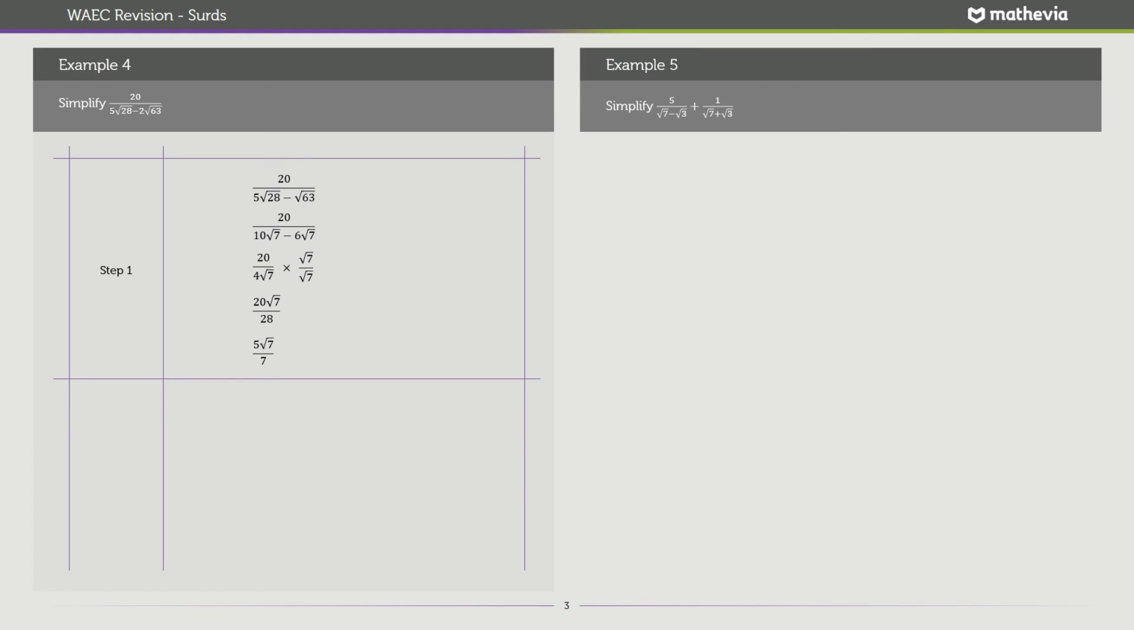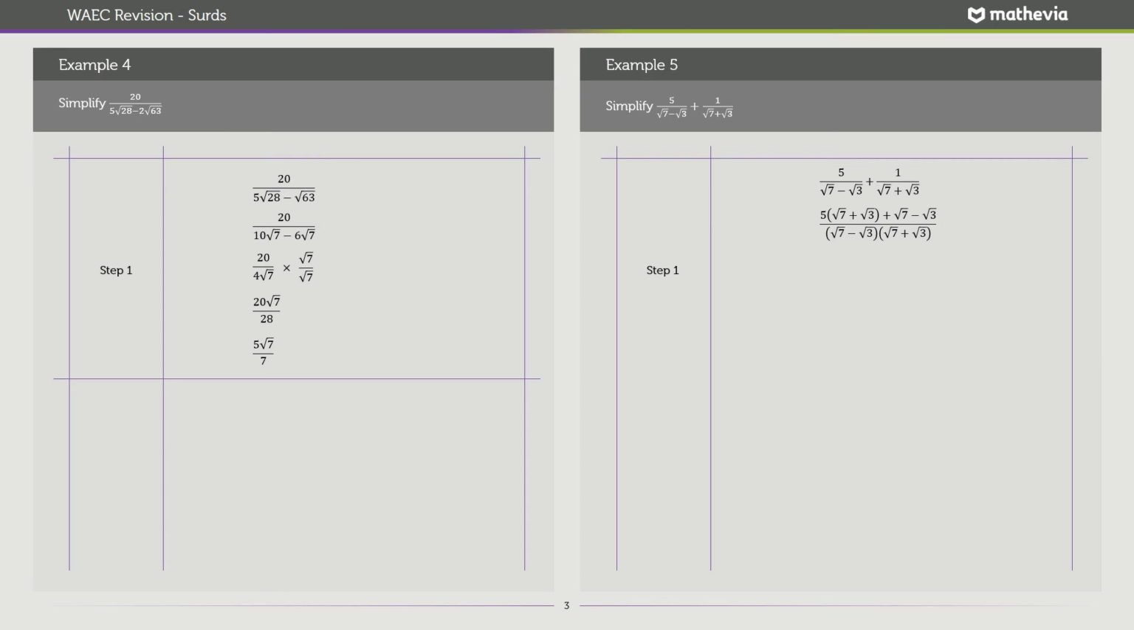The final example we have looks very interesting, but really simple to be honest. So we have 5 over root 7 minus root 3, plus 1 over root 7 plus root 3, and basically we just work the fraction there, so we'll work the denominator, we'll multiply the two expressions. They're actually conjugates, okay, so that makes things very, very interesting. So we have root 7 minus root 3 and root 7 plus root 3. So root 7, and then we divide that expression by root 7 minus root 3 and that gives you root 7 plus root 3. You multiply that by 5, and then just work this like you would a fraction.